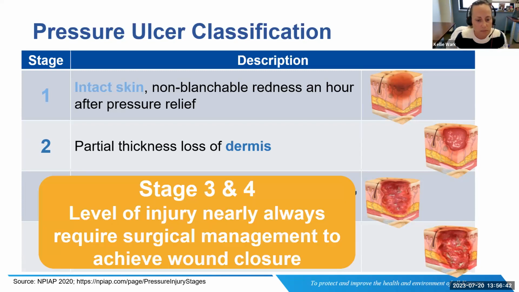Next slide. Stage 3 and 4 are ones where you're really getting down to the bone, the joints, the tendons, the muscle layers. Really, to clear those up, it's pretty much surgical management to achieve wound closure. Next slide.